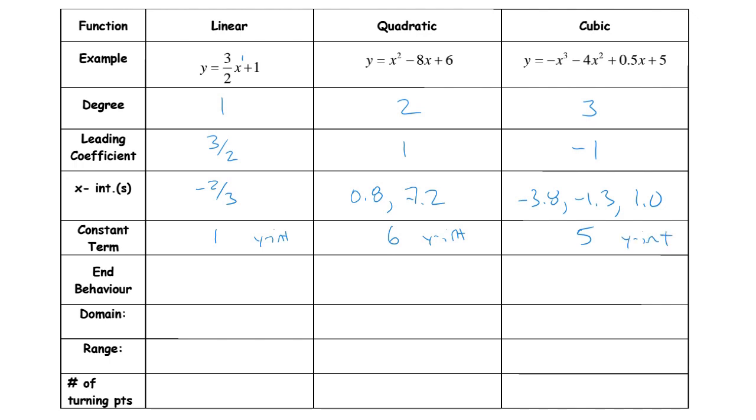End behavior. This is a positive linear, which means the graph is going up. So it's going to go from quadrant 3 to quadrant 1. A quadratic that's positive opens up. That's going to go from quadrant 2 to quadrant 1. A negative cubic, it's going to wiggle a little bit, but it's going to ultimately be going down because of the leading coefficient. So this is going to go from quadrant 2 to quadrant 4.